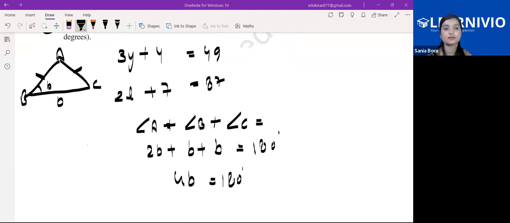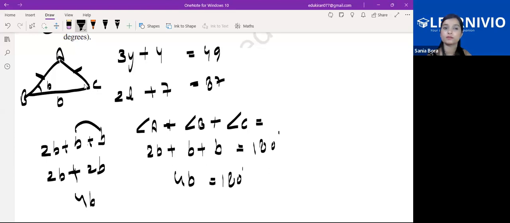Ma'am, where did the 4 come from? 4B, you will add it up, na? What I did is, you will add it. 2B plus B plus B. So 2B plus, there are again 2B. So 2B plus 2B is 4B. Okay, ma'am. Okay? So everybody note it down.